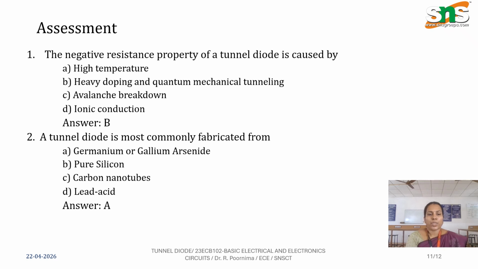And the second one, tunnel diode is most commonly fabricated from: germanium or gallium arsenide, pure silicon, carbon nanotubes, or lead acid. So the answer is A, germanium or gallium arsenide, because these are the special elements. Like a PN junction diode, silicon or germanium alone cannot be used for these special devices. So germanium or gallium arsenide are used for tunnel diodes.